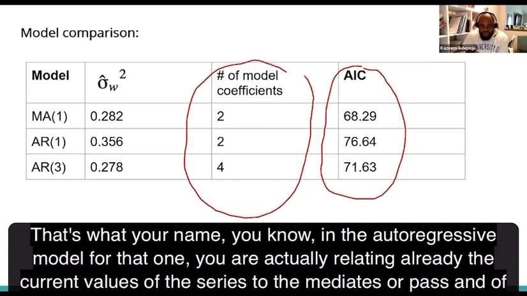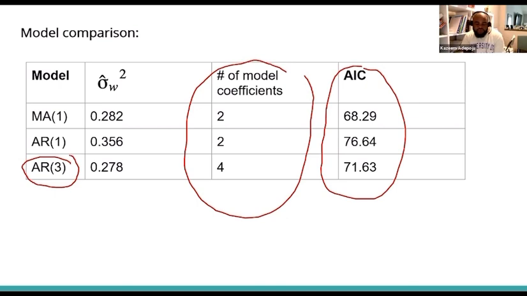In the autoregressive model of order 1, you are relating the current values of the series to the immediate past. And in the autoregressive model of order 3, you are relating the current value of the series to the 3 previous past values. With the intercept, that's why you're going to have 4 parameters.